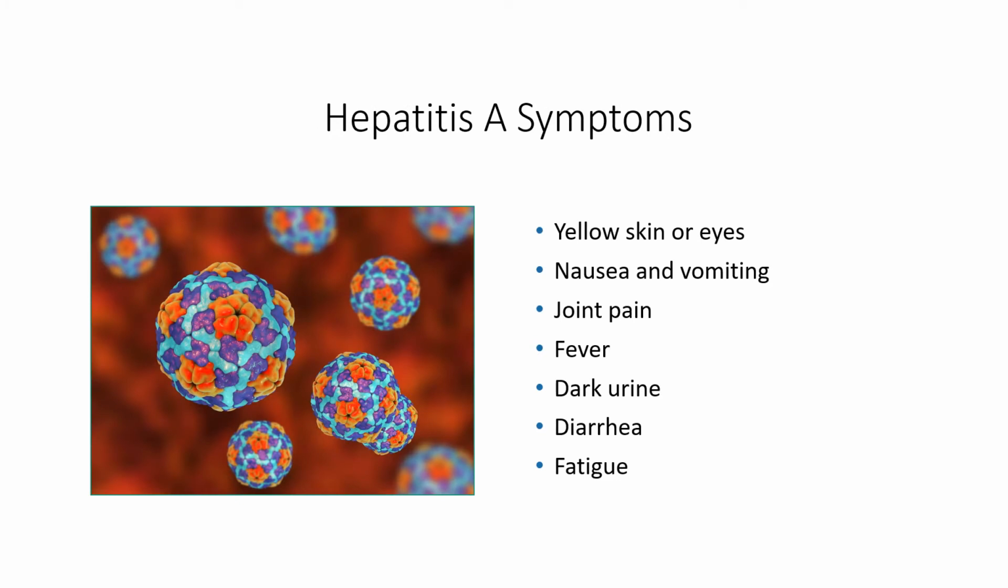Symptoms of hepatitis A include, but are not limited to, yellow skin or eyes, which is commonly known as jaundice, nausea and vomiting, joint pain, fever, dark urine, diarrhea, and fatigue. Not everyone will develop symptoms of hepatitis A, which is one of the reasons why it is so easily spread, as people don't realize that they actually have hepatitis A.